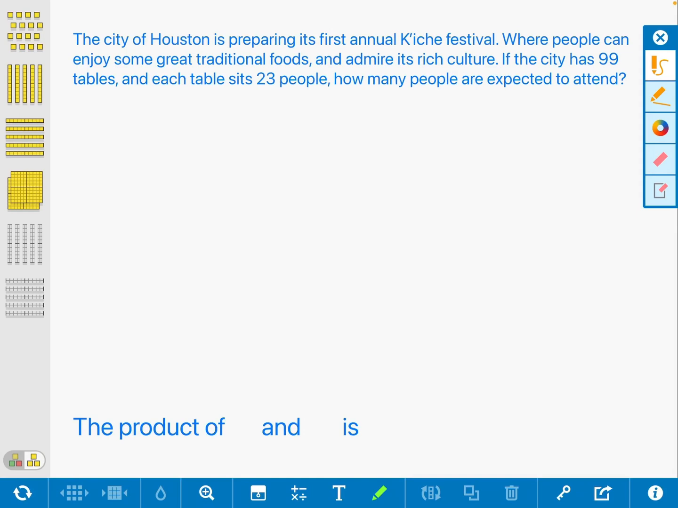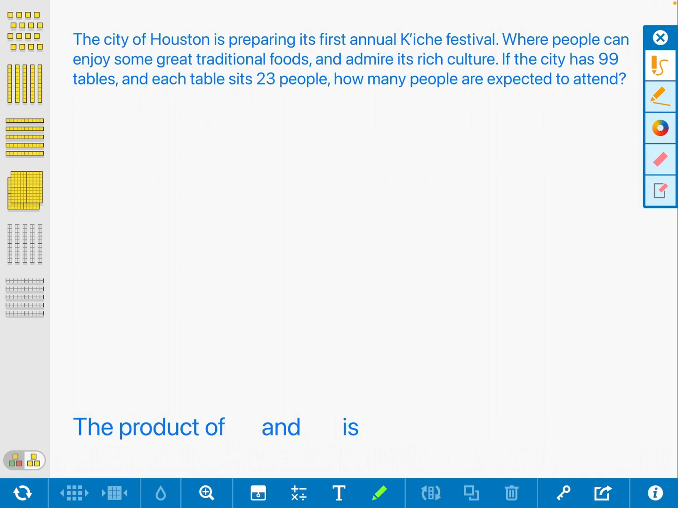So now let's go back to the word problem. The city of Houston is preparing its first annual Quiche Festival, where people can enjoy some great traditional foods and admire its rich culture. If the city has 99 tables and each table sits 23 people, how many people are expected to attend?